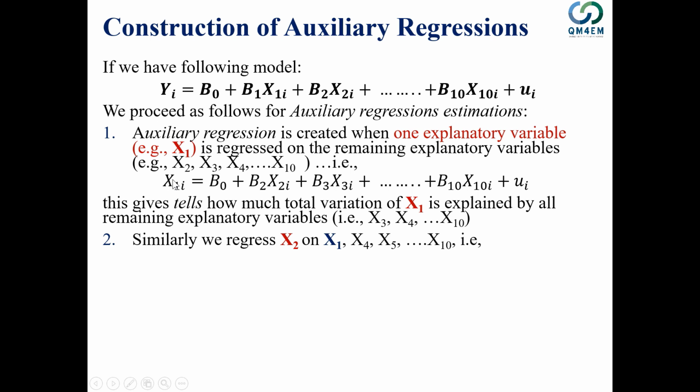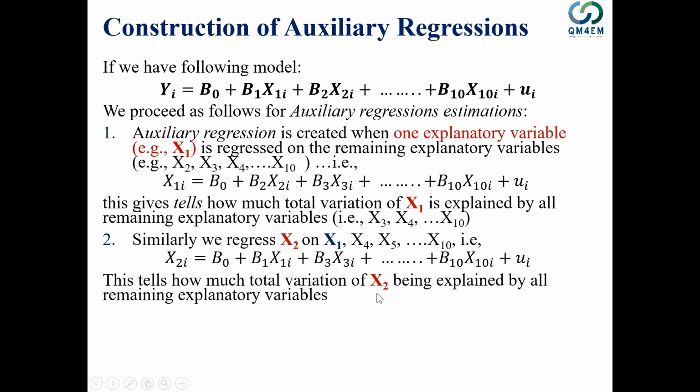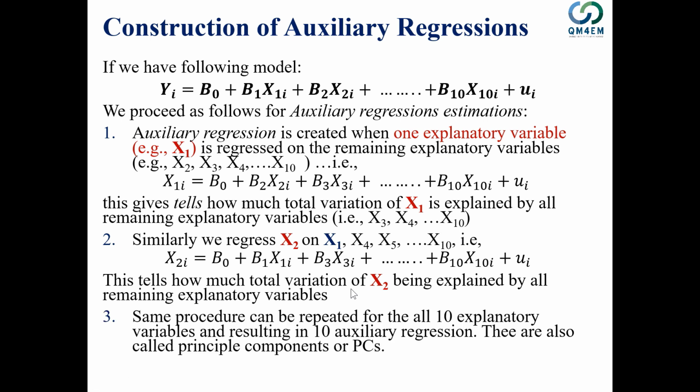Similarly, we can think of x2 being regressed on the remaining x10 variables, excluding x2 obviously. We can think of the model as x2 being regressed on x1, x3 until x10, and again think of how much of the total variation in x2 is being explained by all the remaining explanatory variables. Thus we can see if x2 is very strongly correlated with the rest of the x variables, and apparently that's what multicollinearity is. So the same procedure could be repeated again and again, and we can create 10 auxiliary regressions.